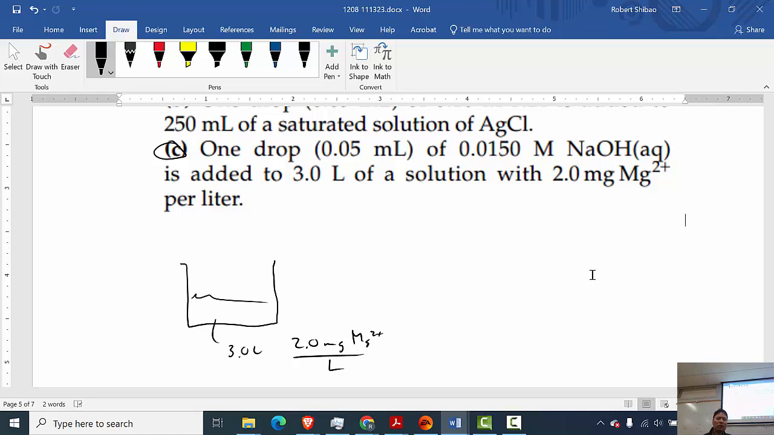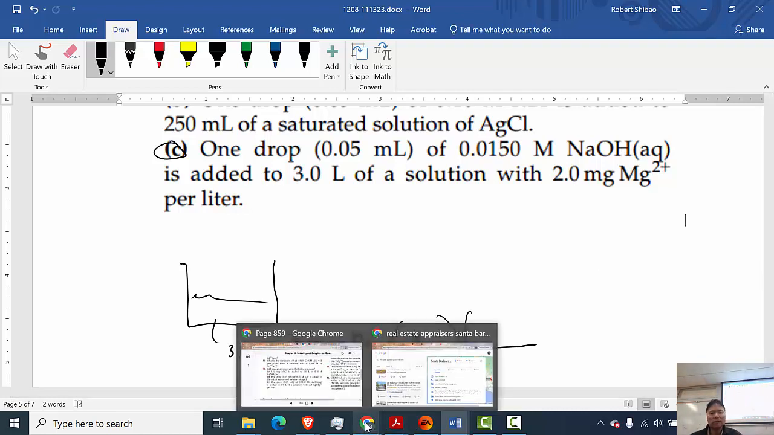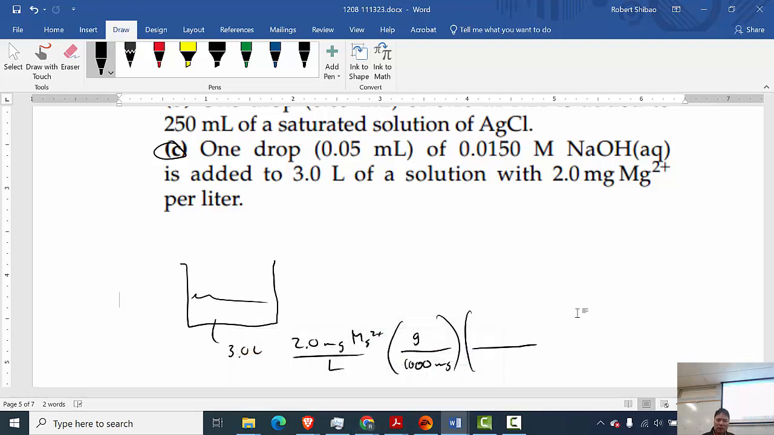And so what we need to do is get this into molar solubility. I'm going to convert milligrams to grams and then use the molar mass of magnesium, which is about 24. We'll look it up: 1 mole is 24.00 grams. That gives us moles per liter. So let's calculate that: 2 divided by 1,000 divided by 24. Molar.